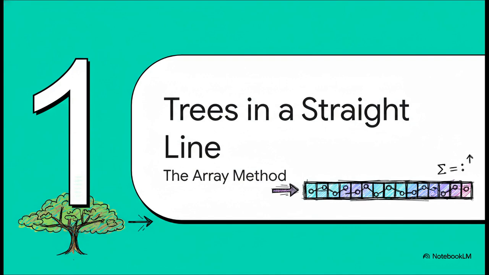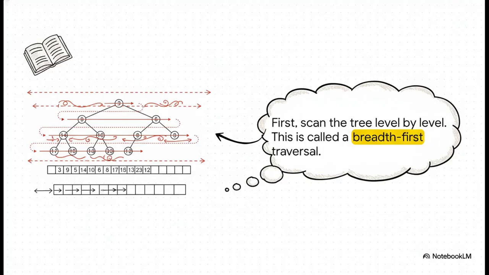Okay, let's jump into the first method, which is honestly just pure mathematical elegance. The whole idea is to completely flatten the tree down into a simple list, or as programmers would call it, an array. So the process kicks off with something called a breadth-first traversal. The easiest way to picture this is to think of it like reading a page in a book. You start at the very top, the root, and you scan from left to right. Then you drop down to the next level and do the exact same thing, left to right. You just keep repeating that level by level all the way to the bottom.